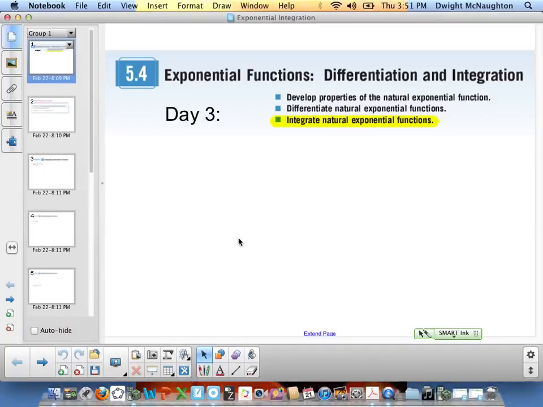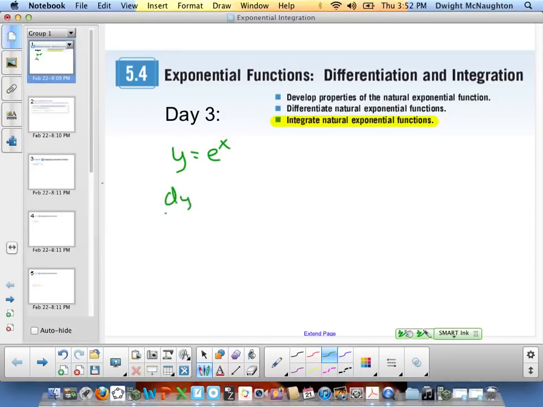Chapter 5.4, Exponential Functions, Differentiation and Integration. Day 3, Integrate Natural Exponential Functions. You may remember from yesterday, we took y equals e to the x and took the derivative of that. And the derivative of e to the x happened to be e to the x. Well, today we're looking at it backwards.